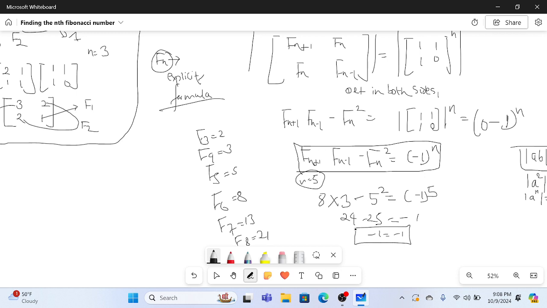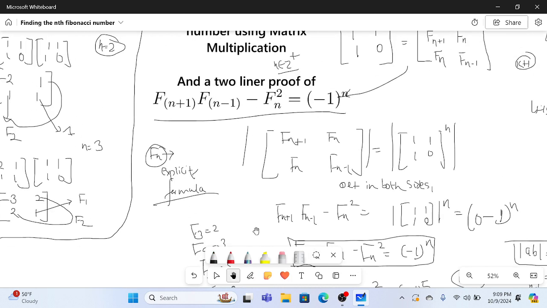See, this is true. Now if n equals 6, then we should have f of 7 times f of 5, minus f of 6 squared, equals minus 1 to the power 6, right? f of 7 is 13, f of 5 is 5, minus 8 squared. 13 into 5 is 65, minus 64 is 1. 1 equals 1. See, that's true. And this is an amazing theorem, and amazingly proved using the matrix expression, right?